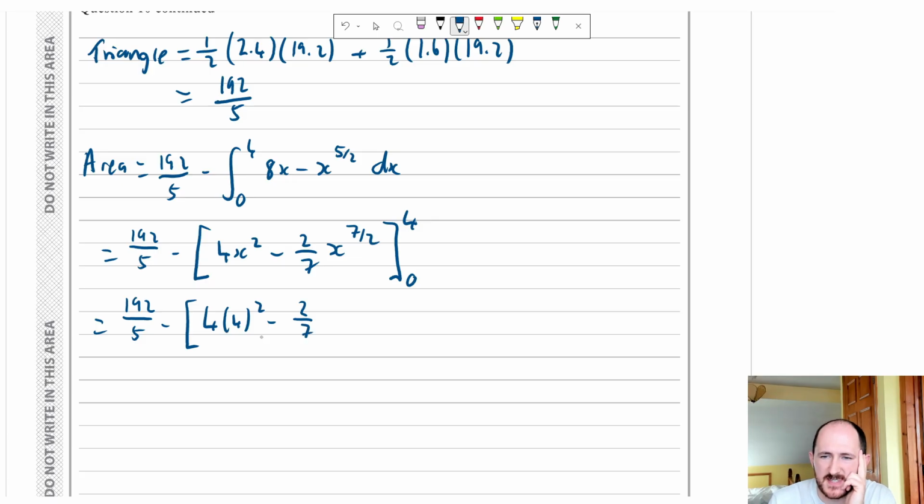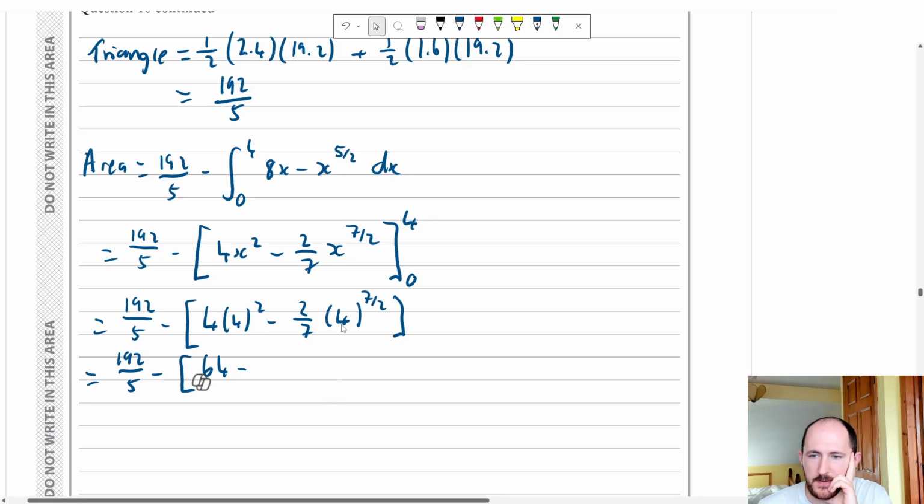Oh, this is going to be disgusting. I absolutely love Edexcel, you know? It's such a good example. So 4 squared is 16 times 4 is 64. Right, so the square root of 4 is 2. 2 to the power of 7, so that'd be 2, 4, 8, 16, 32, 64, 128. Fantastic. And then double it again, so that'd be 256 over 7.